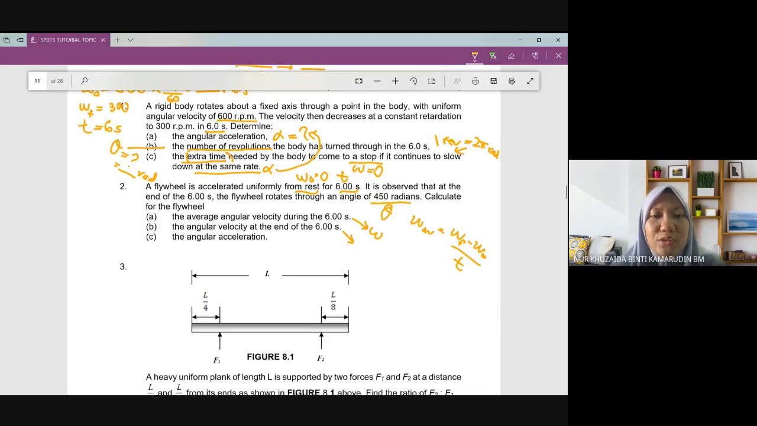Okay, and the last one is the angular acceleration. Okay, so angular acceleration macam biasalah, pilih tadi equation 1, 2, 3 yang mana paling sesuai.